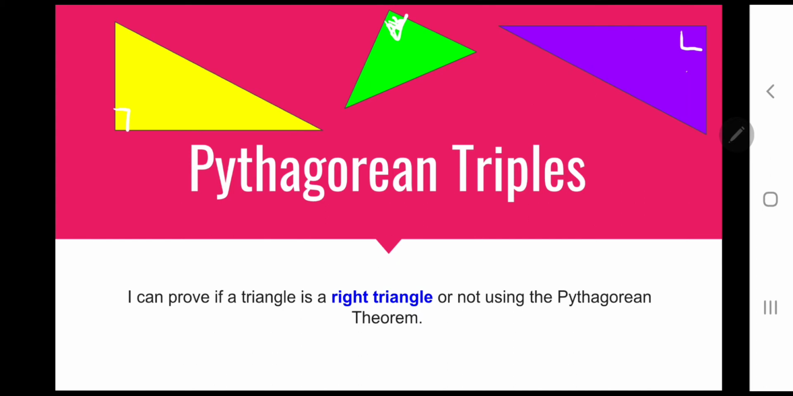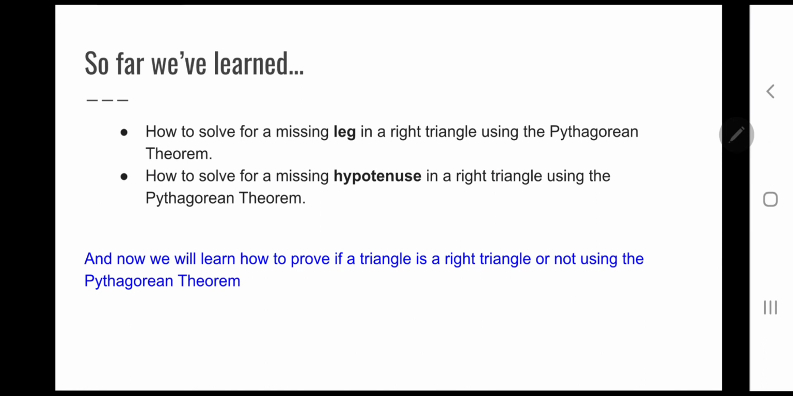Our I can statement today is I can prove. Alright, let's highlight some words here. I can prove if a triangle is a right triangle or not by using the Pythagorean theorem. Okay, so let's go ahead and move to our next page here.